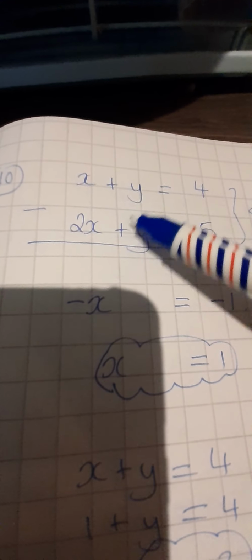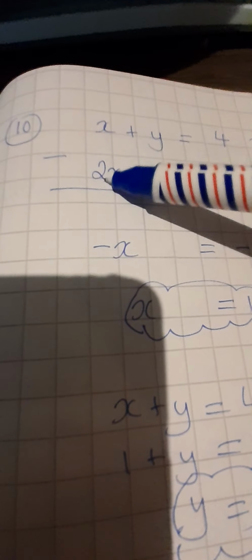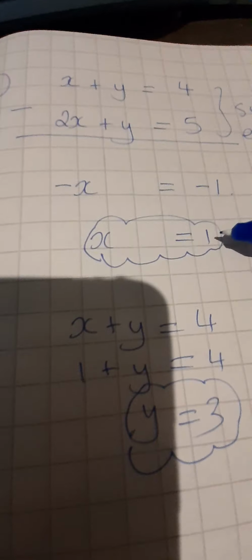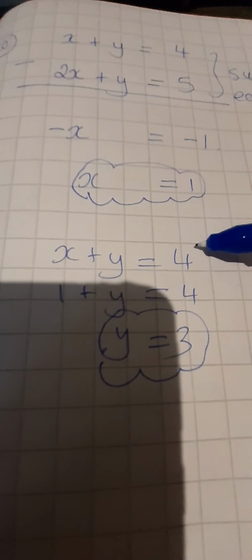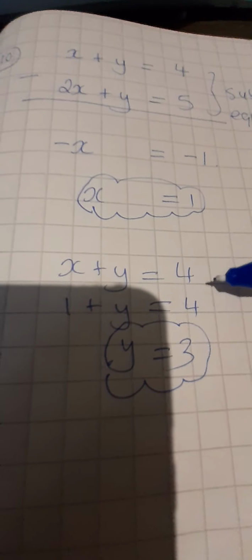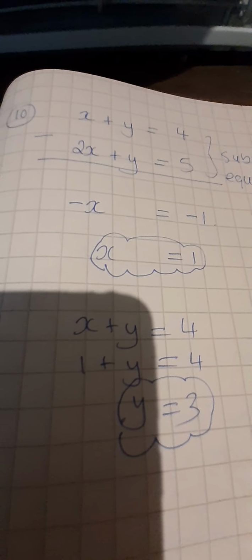Number 10, you have x plus y and 2x plus y. So what you can do is eliminate y in the middle by just subtracting the equations. So when you subtract the equations, you have x take away 2x is minus x. 4 take away 5 is minus 1. So change both signs, x is 1. Go back to the original equation, x plus y is 4. So now you know x is 1. So 1 plus y is 4, y must be 3. Did that pretty quickly, but I hope that helps.